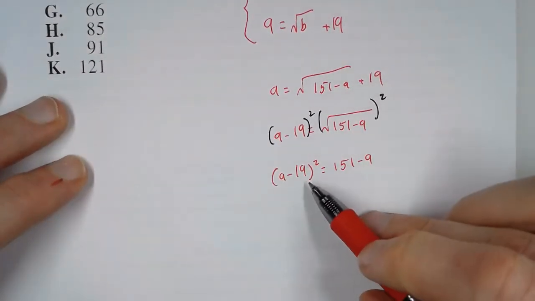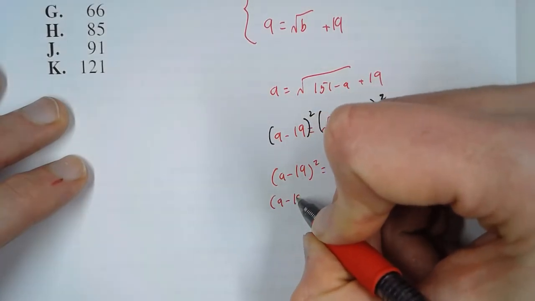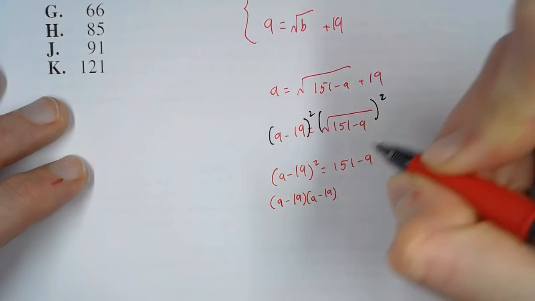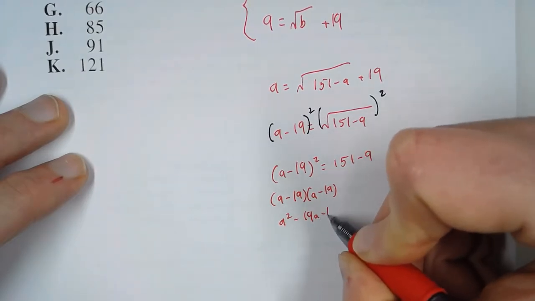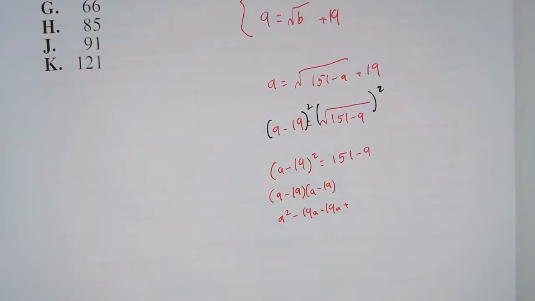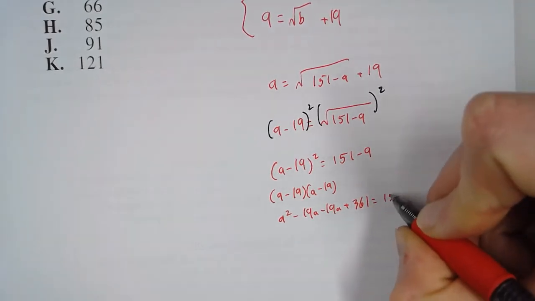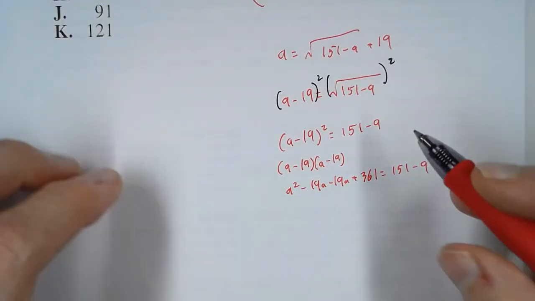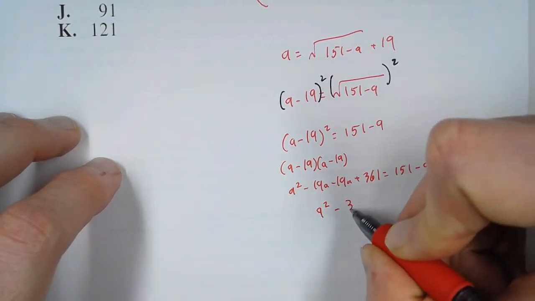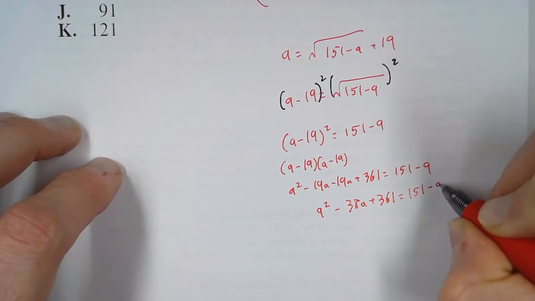Now what does that mean if something is squared? Don't tell me a squared and 19 squared. You're missing the point. It's a minus 19 times a minus 19. So we have to FOIL that. So we have a squared minus 19a minus 19a plus, and just so I'm doing this right, 19 squared is 361, equals 151 minus a. So we have a quadratic here. Now let's combine these two middle terms: a squared minus 38a plus 361 equals 151 minus a.